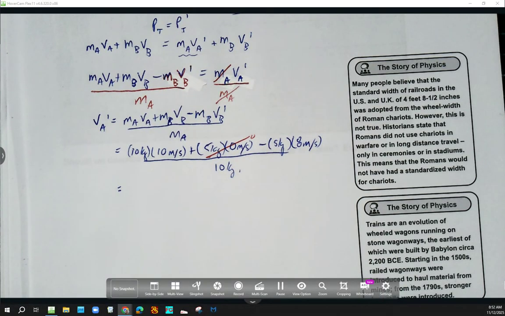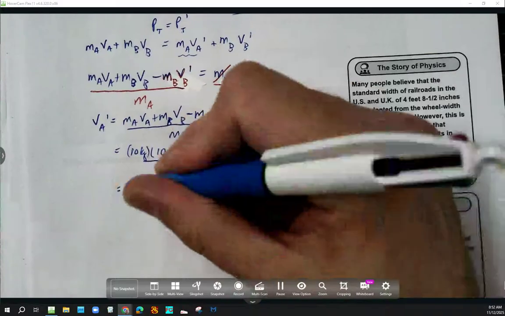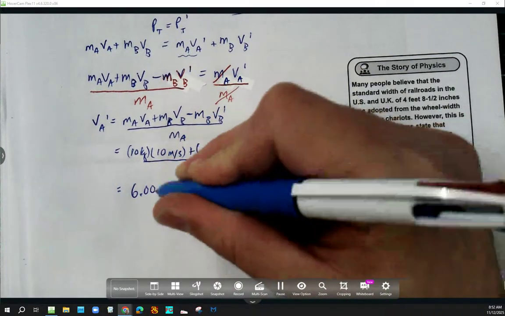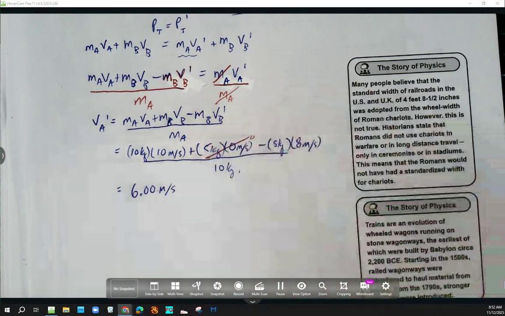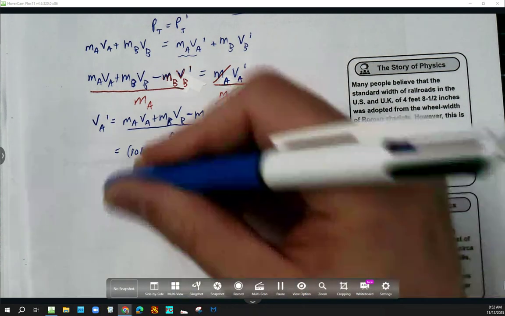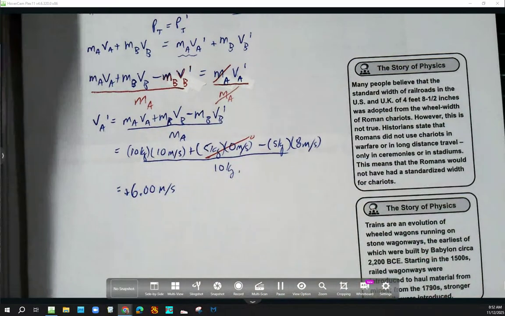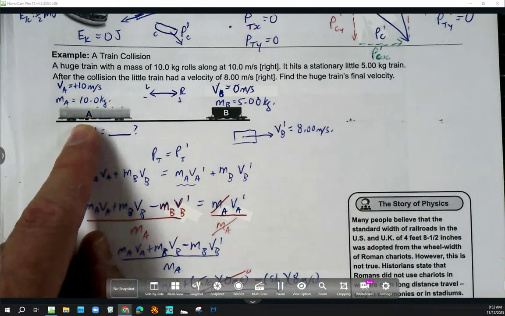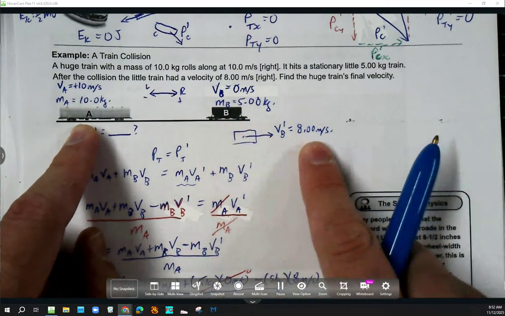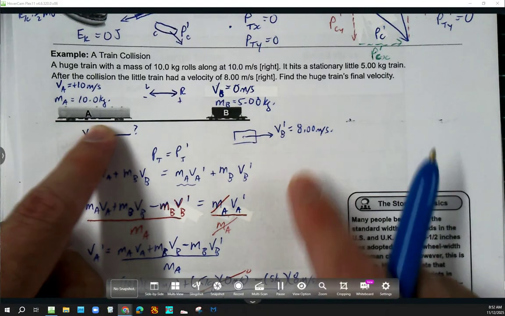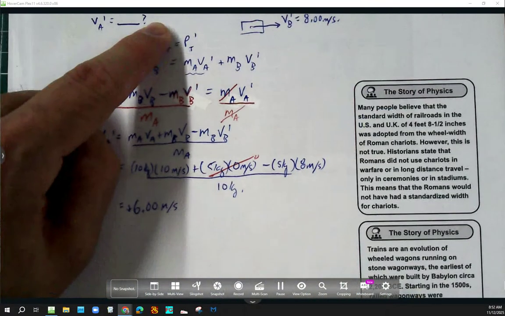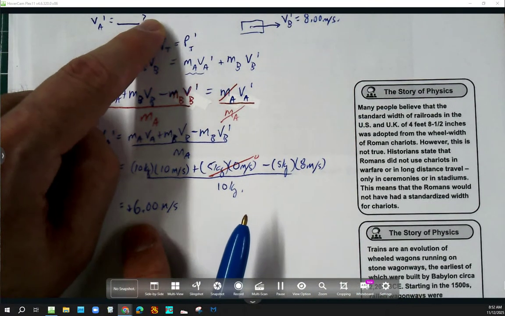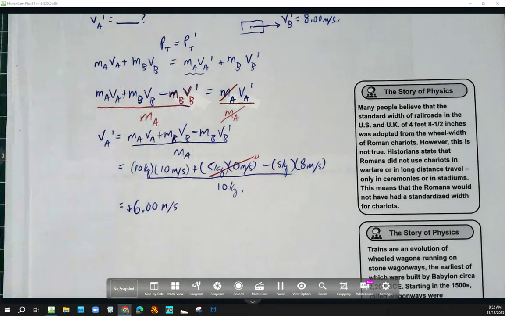Yeah? 6.00. Beautiful. 6.00 meters per second. And it's even a positive value, right? So to the right. So if I'm thinking about what's happening here, according to these calculations, big old car A bumps into car B, gets bumped forward at 8 meters per second, and car A carries on at a diminished speed of 6 meters per second, slower than its original 10. Like, okay, yeah, that seems kind of reasonable if I'm picturing that in my mind's eye, okay?